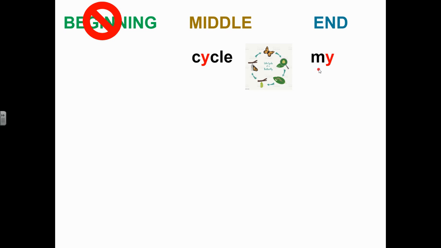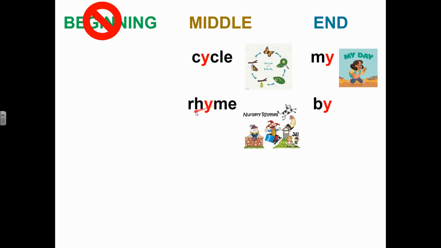And then we also have Y at the end of a word, like my. Like, this is my day, or my backpack. It's the pronoun to talk about something that belongs to you. Here are a couple more examples with Y making the I sound, like in rhyme, like in nursery rhymes, and in the word by. Oh, the car is driving by, and the man is waving as he goes by.